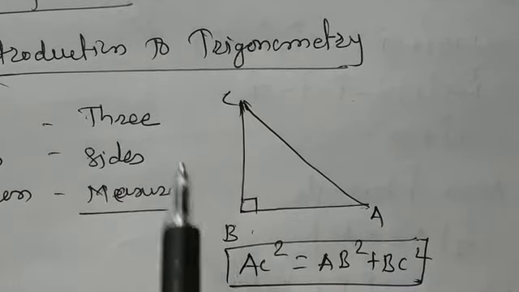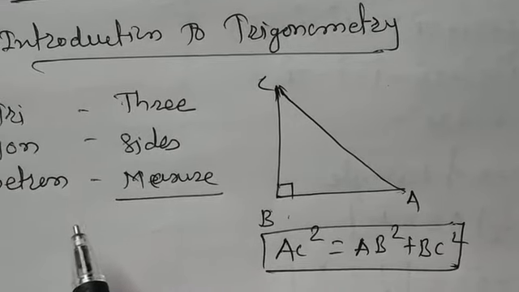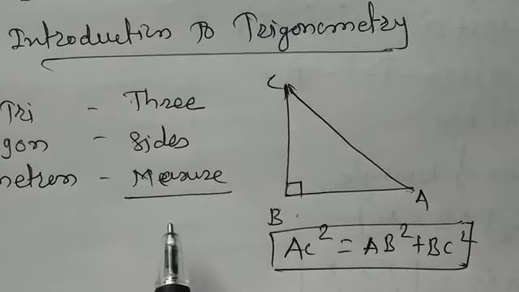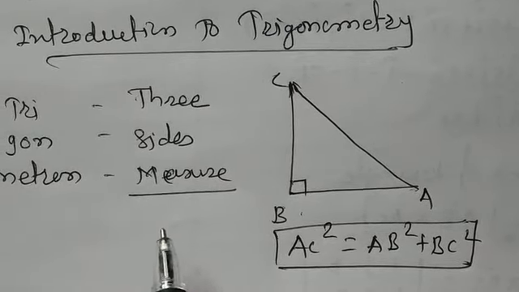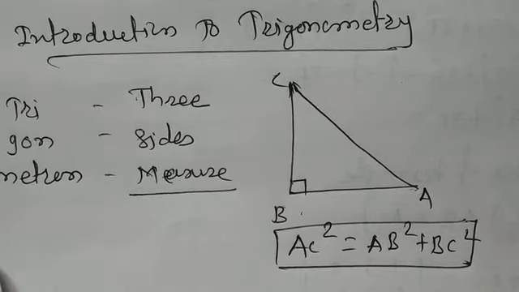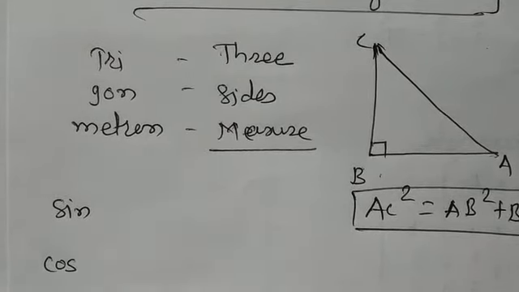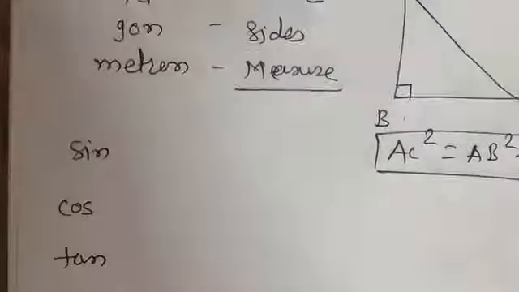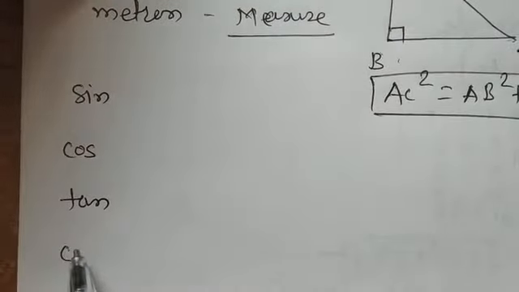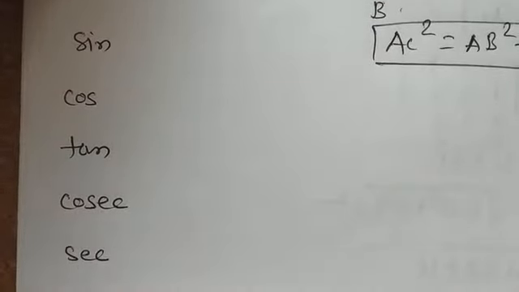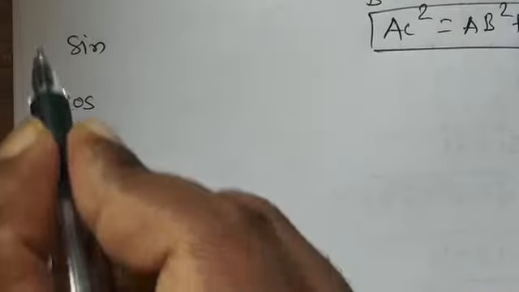Now, trigonometry basically has 6 functions. All these 6 functions are very flexible. They can interchange with each other, so that is most important to understand. The first function is the sine function. The second is the cosine function, that is the cos function. Then the tan function, then cosec, then sec, and then cot.